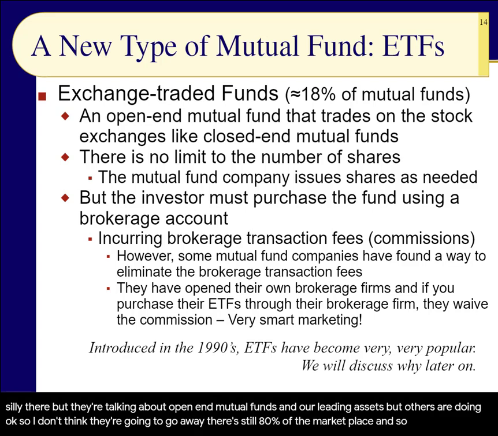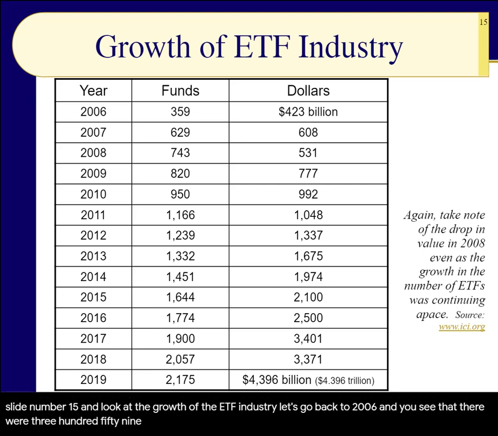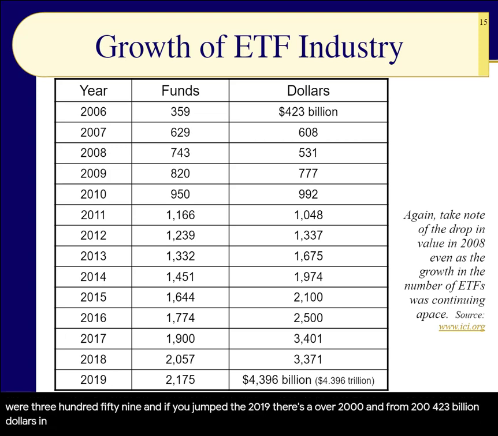And so let's take a look at slide number 15 and look at the growth of the ETF industry. Let's go back to 2006, and you see that there were 359. And if you jump to 2019, there's over 2,000. And from $423 billion in 2006, we now have $4.4 trillion, $4,396 billion.